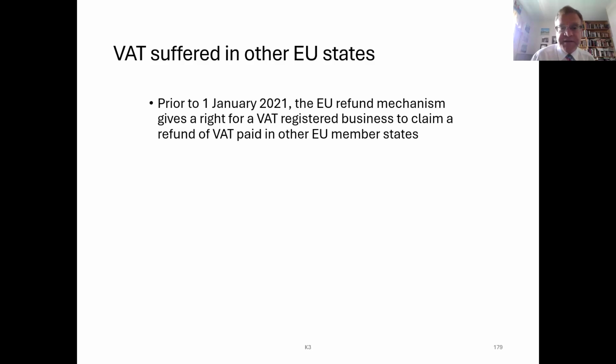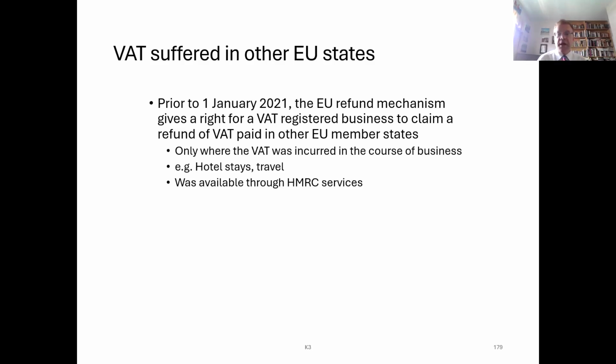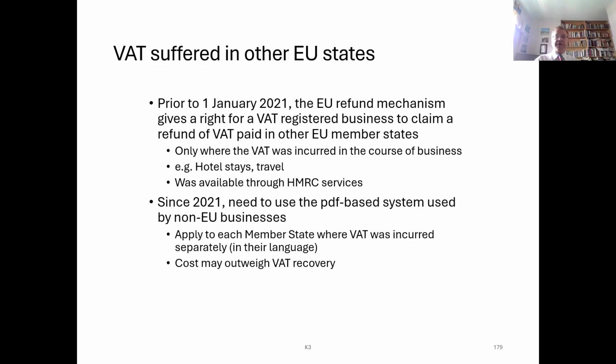What about my expenses? Prior to the 1st of January 2021, the EU refund mechanism gave a right for a VAT registered business to claim a refund of VAT paid in other EU member states, only where the VAT was incurred in the course of business, e.g. hotel stays and travel, and this was available through HMRC services. Since 2021, you need to use the system used by non-EU businesses, applying to each member state where the VAT was incurred separately, in their language.